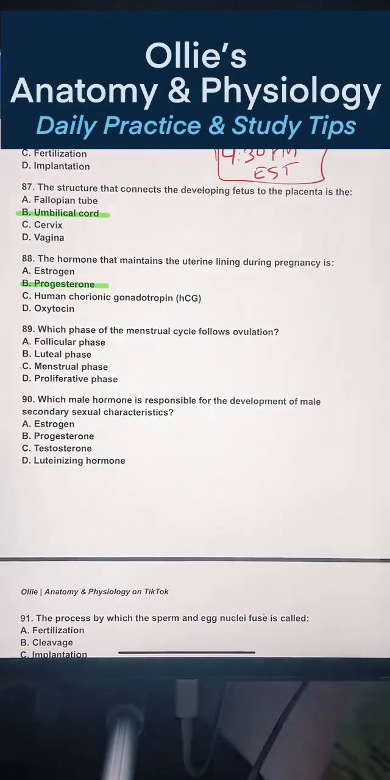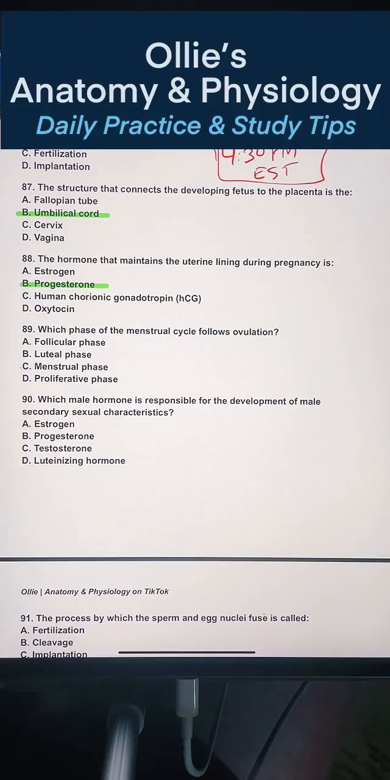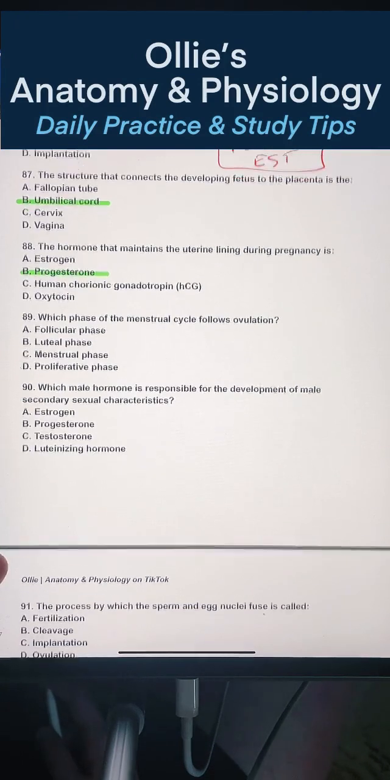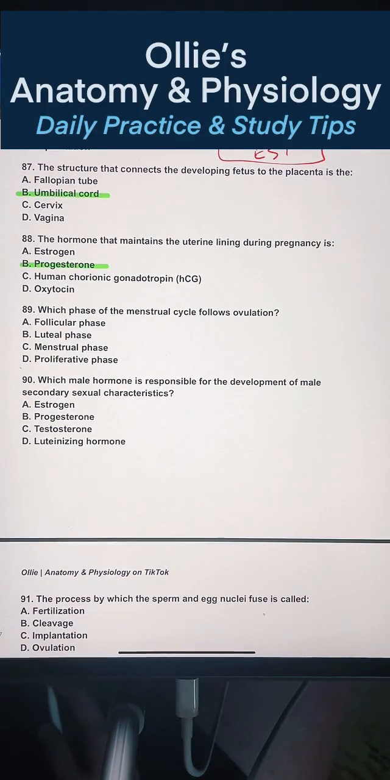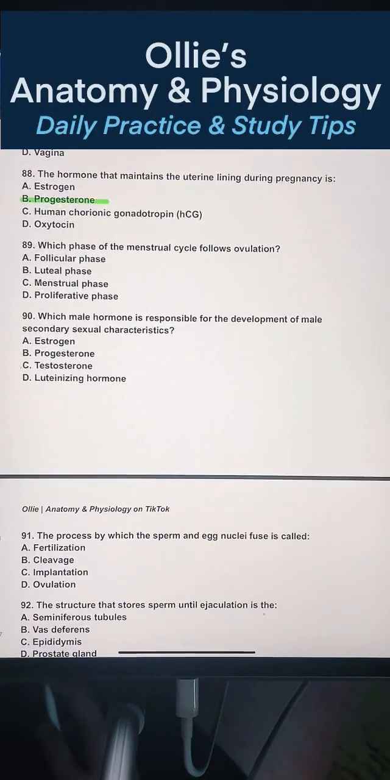It is progesterone. Progesterone is going to keep the endometrium intact for fetal support. Estrogen builds up the uterine lining for progesterone to maintain it. And then HCG is going to signal the corpus luteum to keep producing progesterone early in pregnancy. It's what pregnancy tests measure. Then oxytocin stimulates uterine contractions and milk ejection.